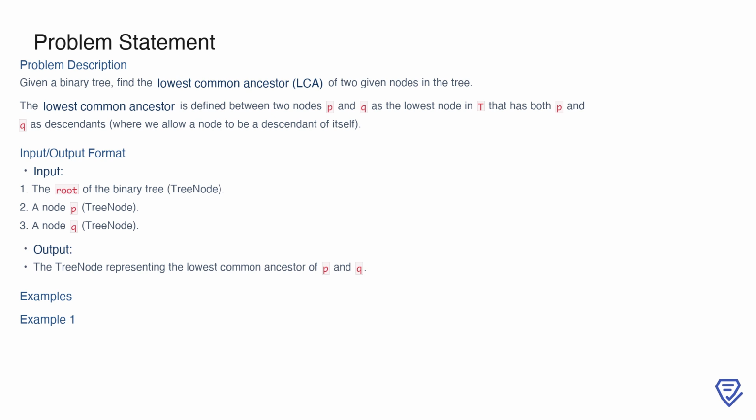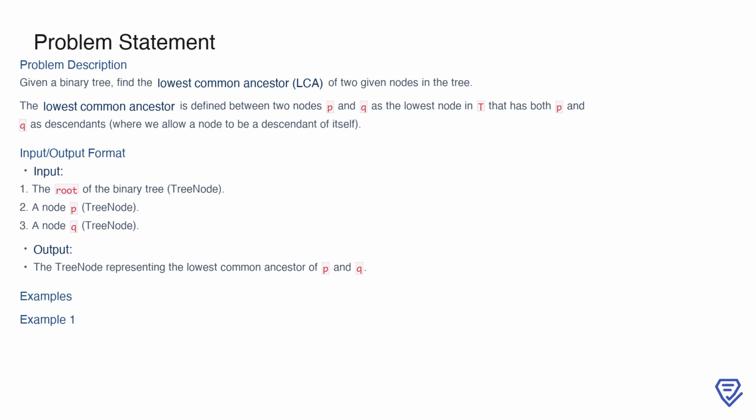in a binary tree. The LCA is defined as the lowest node in the tree such that both nodes, P and Q, are descendants of this node. Importantly, a node is considered a descendant of itself, so if one of the nodes is an ancestor of the other, it can still be the LCA.